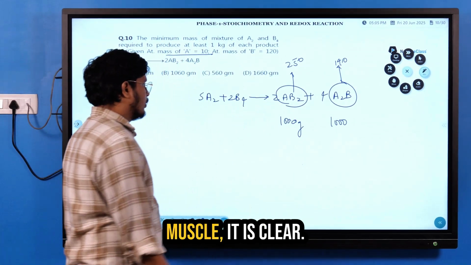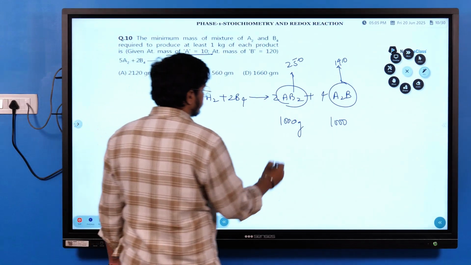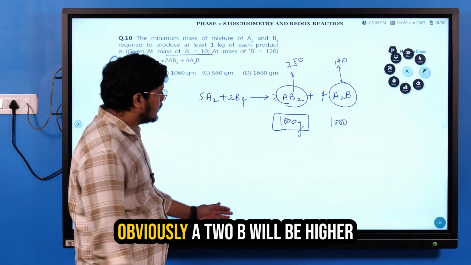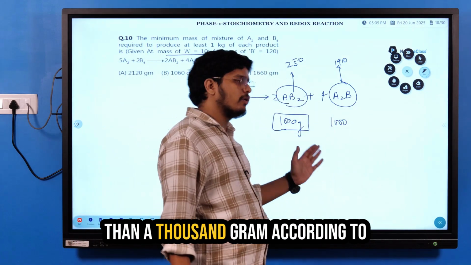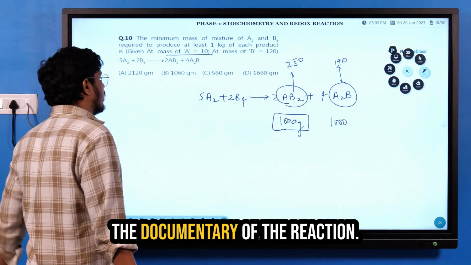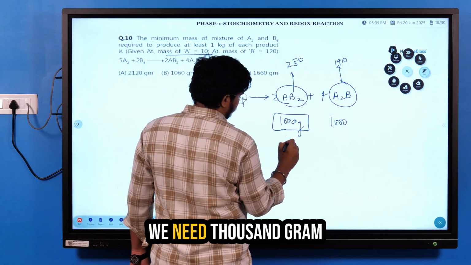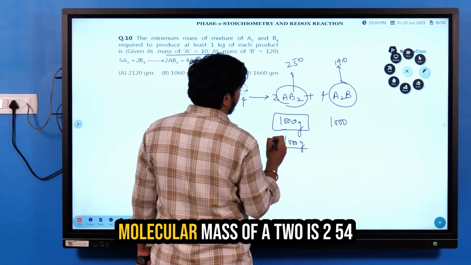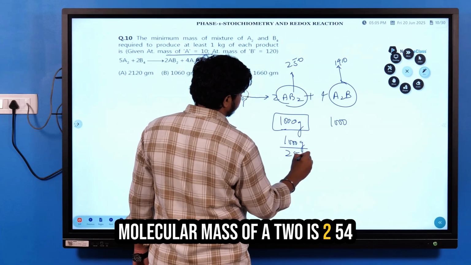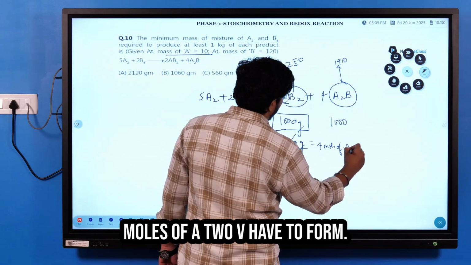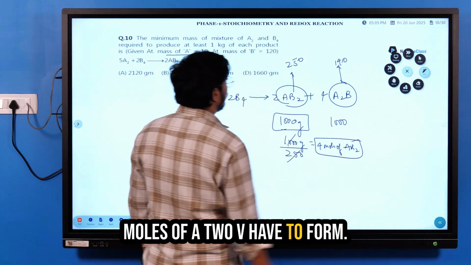So from the molecular mass only, it is clear that if 1000 gram of AB2 is produced, obviously A2B will be higher than the 1000 gram according to the stoichiometry of the reaction. So we'll focus only on the AB2. We need 1000 gram of AB2. Molecular mass of AB2 is 250. So 4 moles of AB2 we have to form.